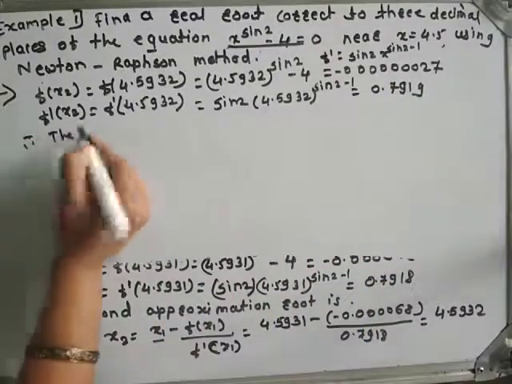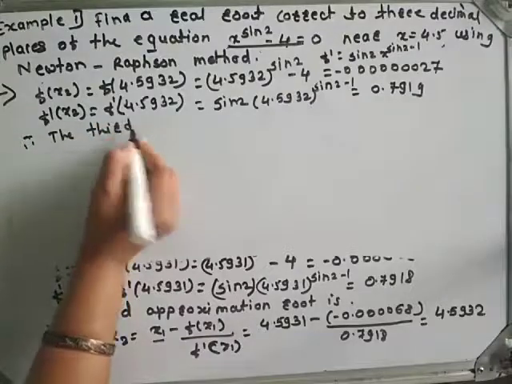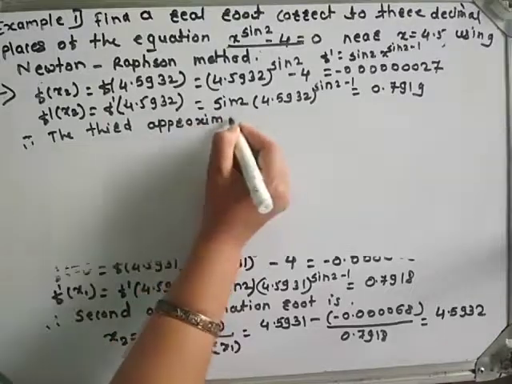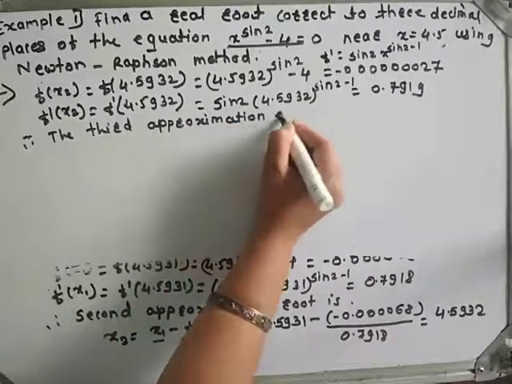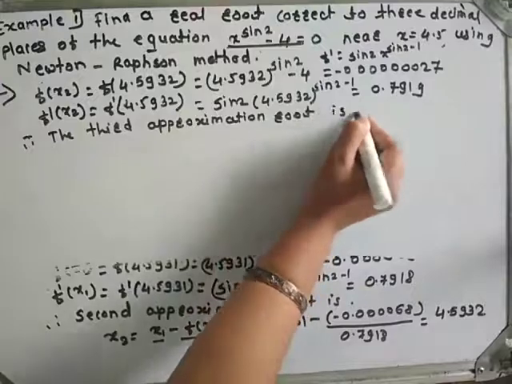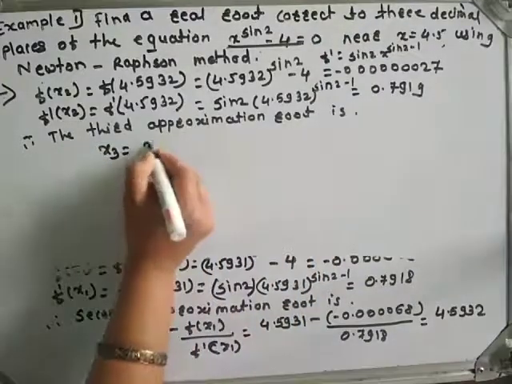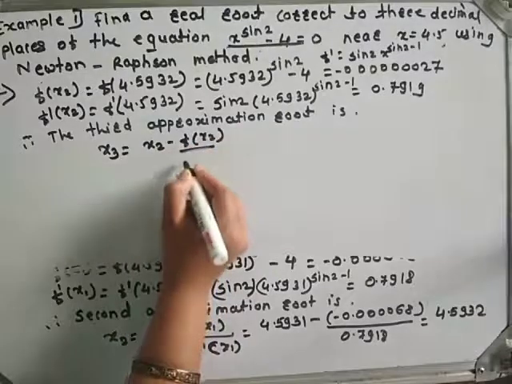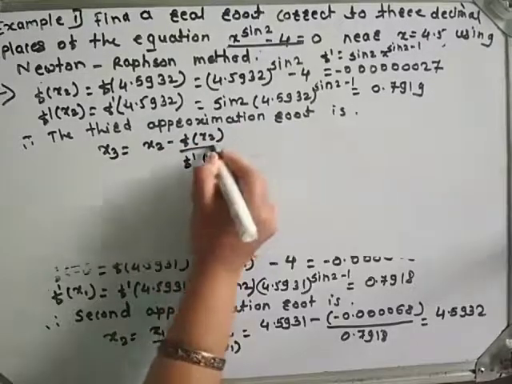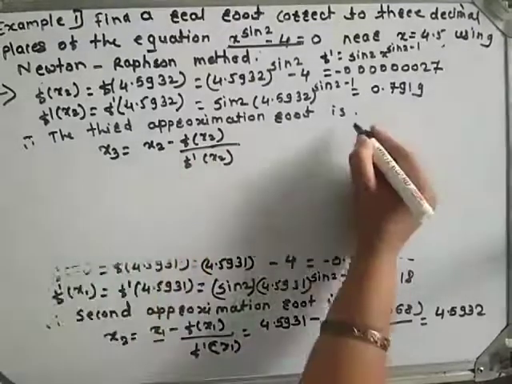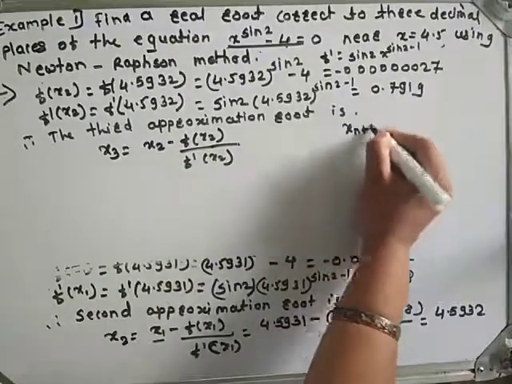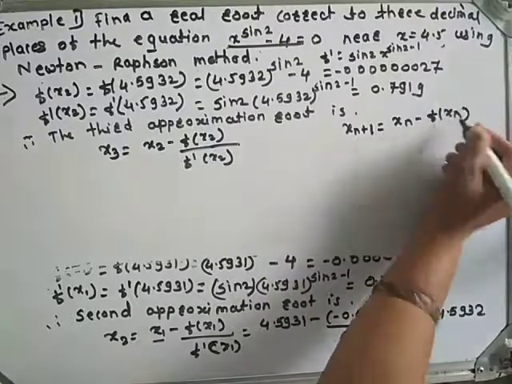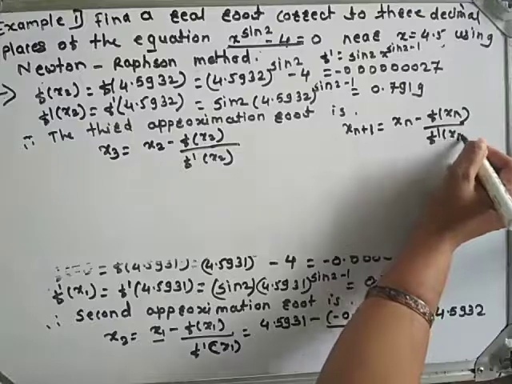Therefore, the third approximation root is x3 = x2 - f(x2)/f'(x2). Why is this? Because our general formula is xn+1 = xn - f(xn)/f'(xn).